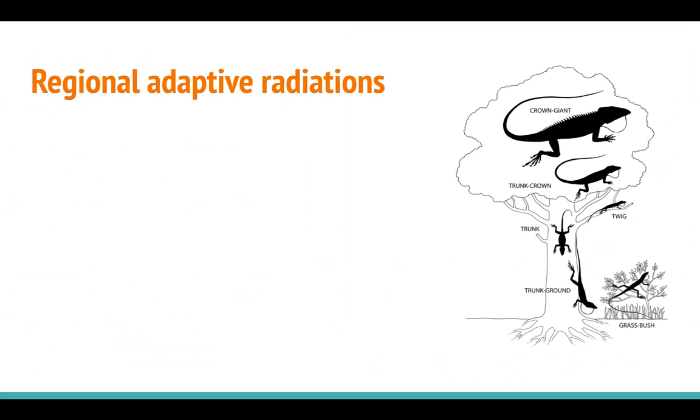We can also see that idea of adaptive radiation on a smaller scale. Like I said, we talked about that word first with the Caribbean anoles, as on each island they spread into the different niches within the habitats available. And then they all evolved separately to develop adaptations to that particular niche.